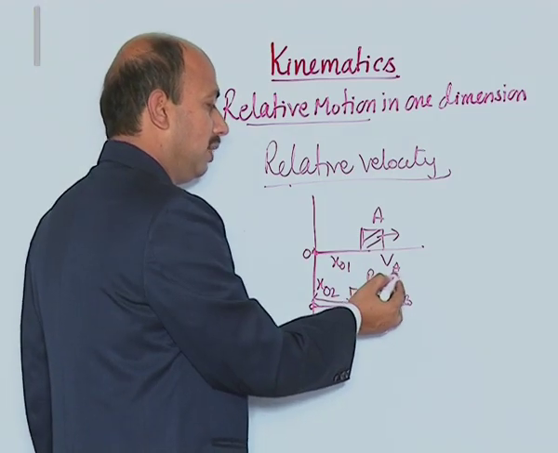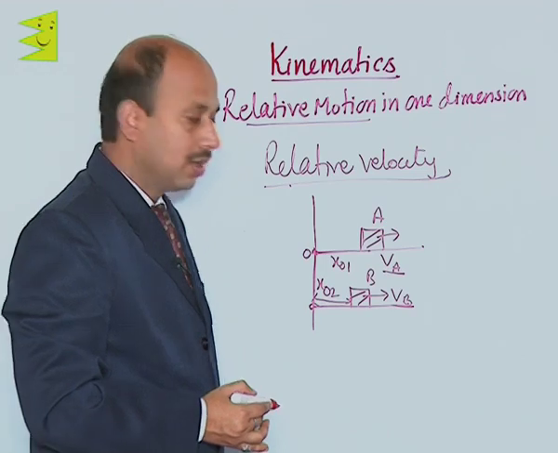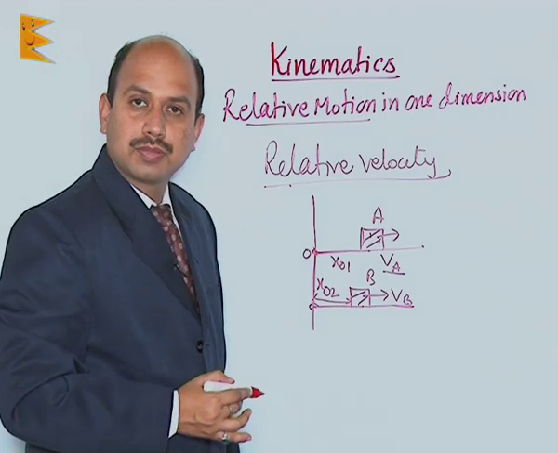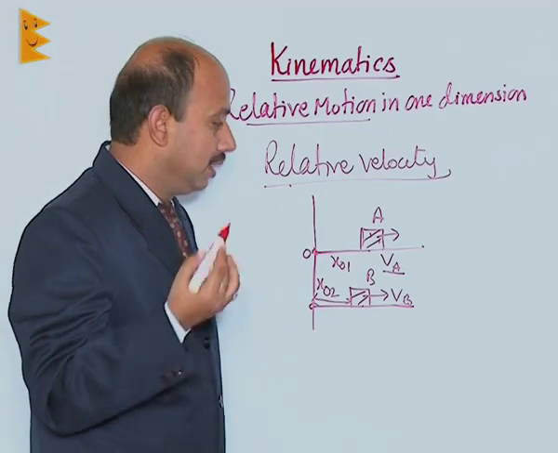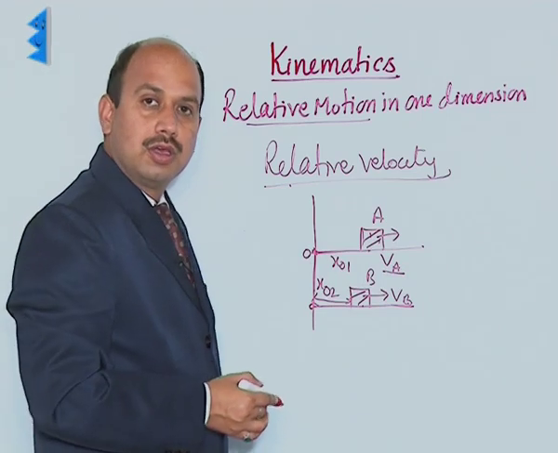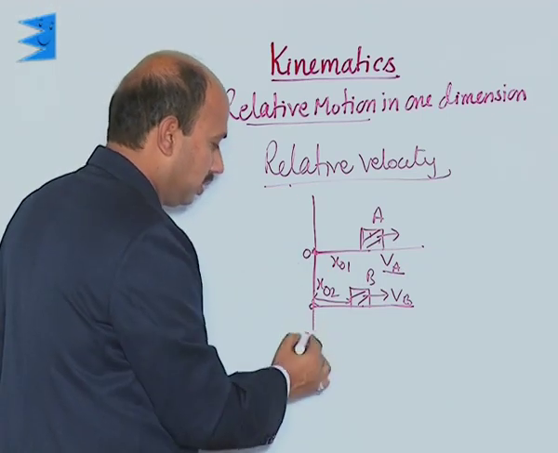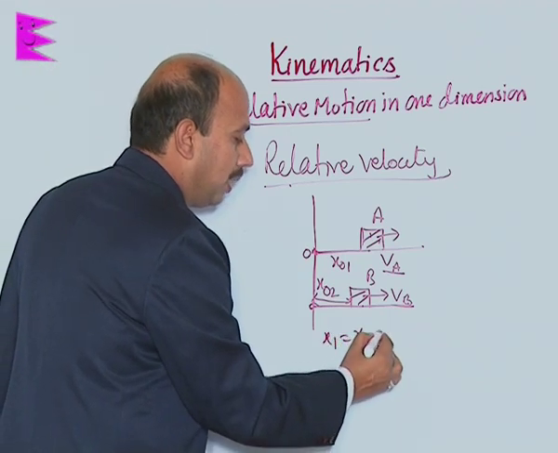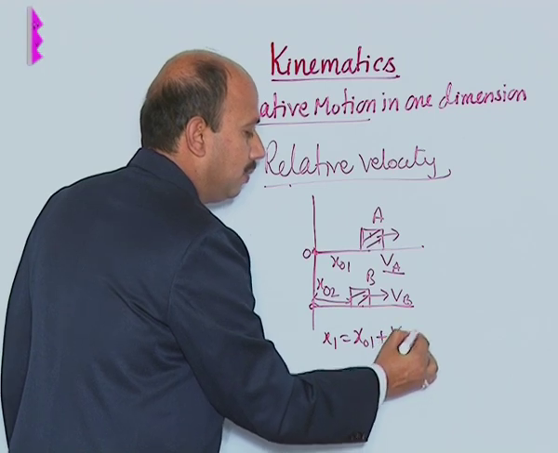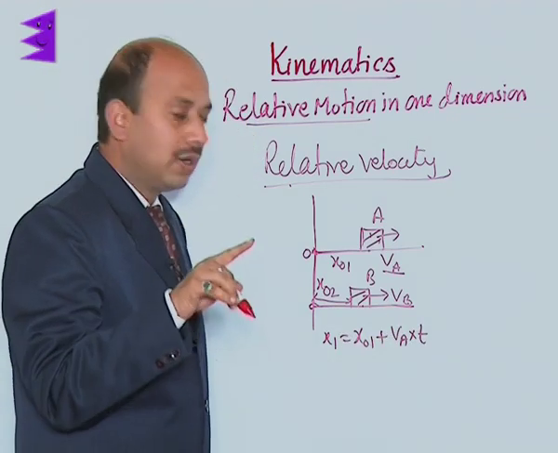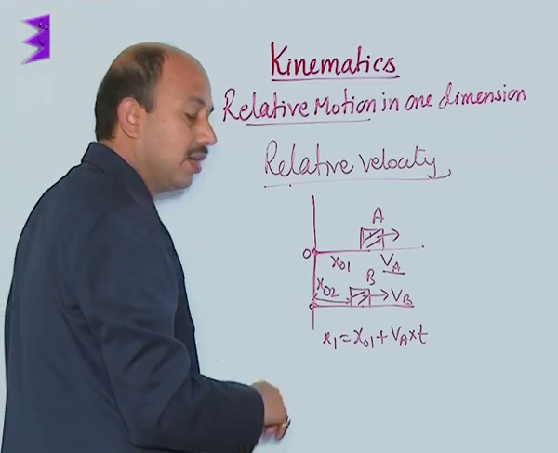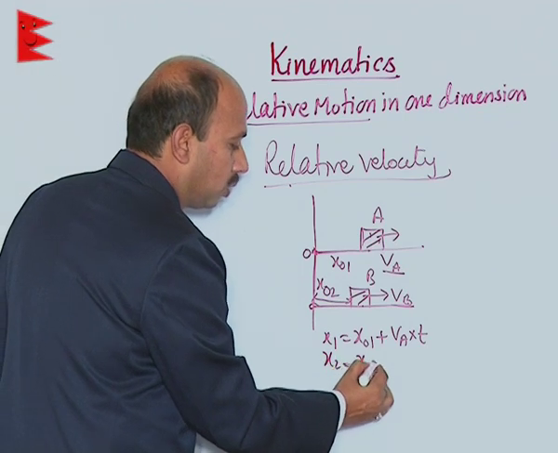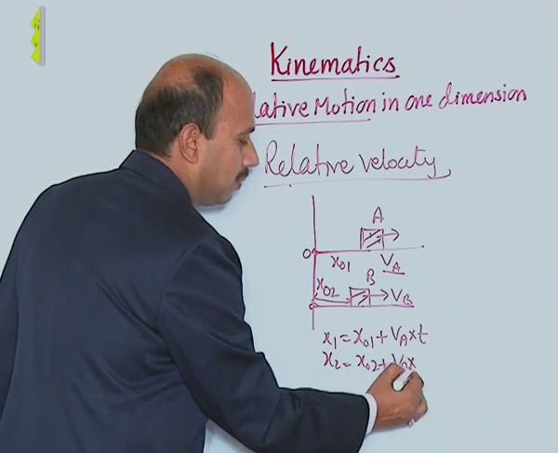Both are moving with the speeds VA and VB respectively. At t equal to 0, they are here and here. Now, after any time t, you can write their positions. After time t, the position of body A is x1 equal to x naught 1 plus VA into t. Similarly, you can write the position of B after t seconds: x2 equal to x naught 2 plus VB into t.